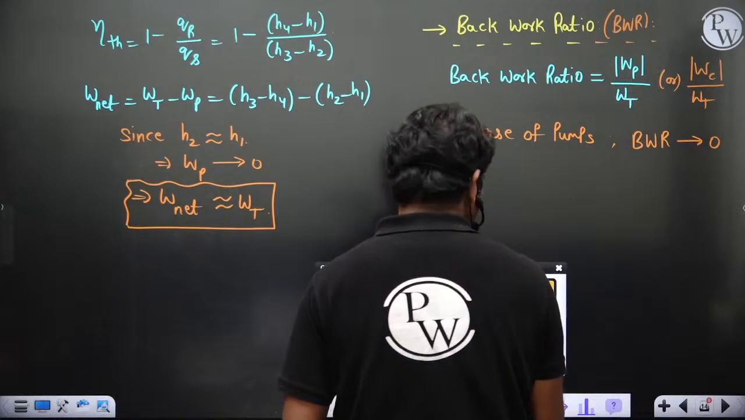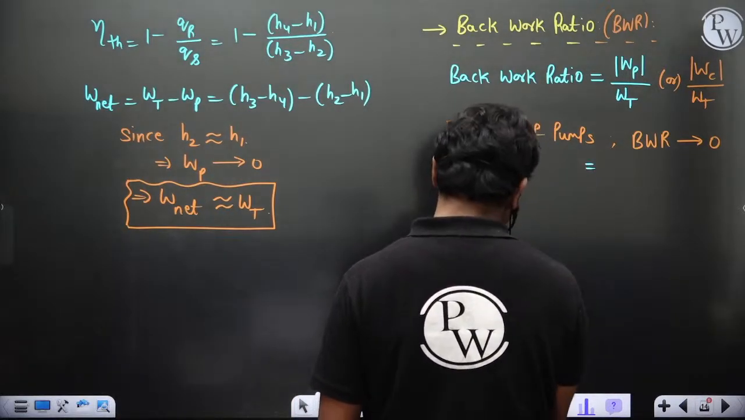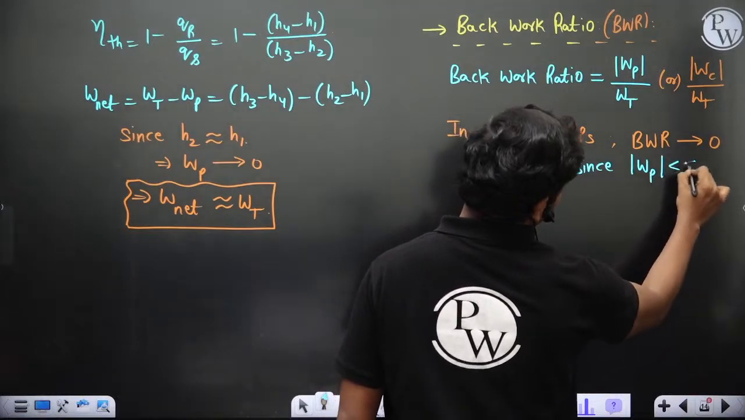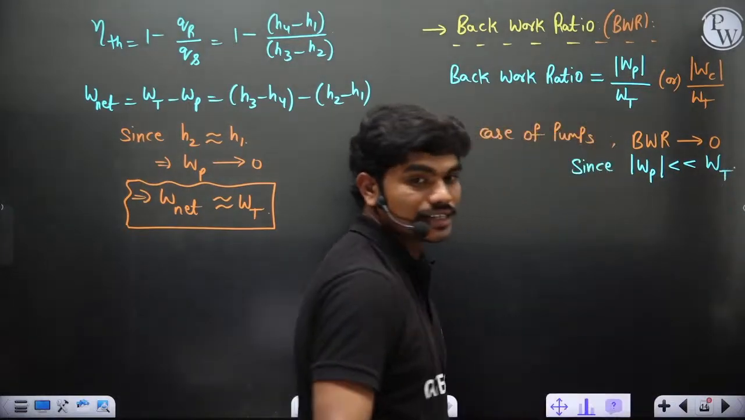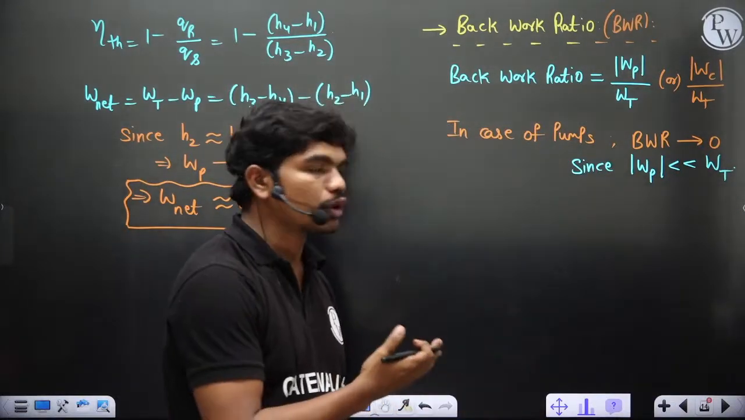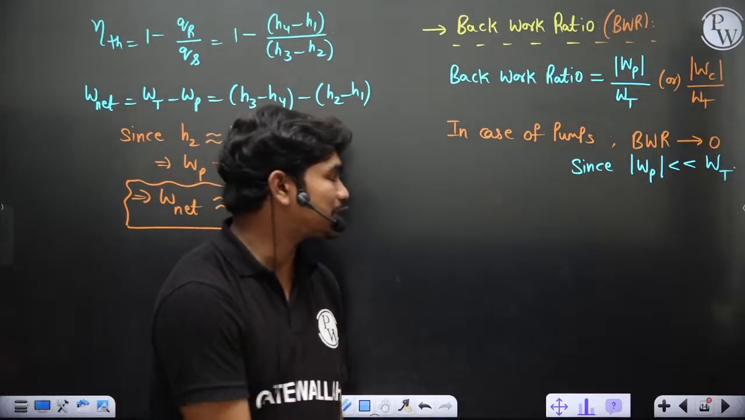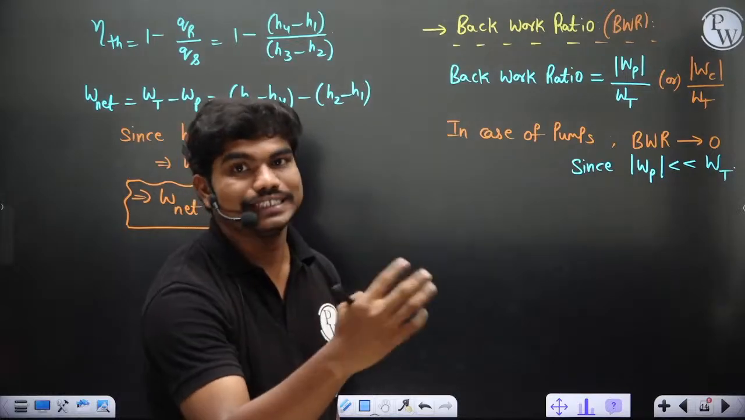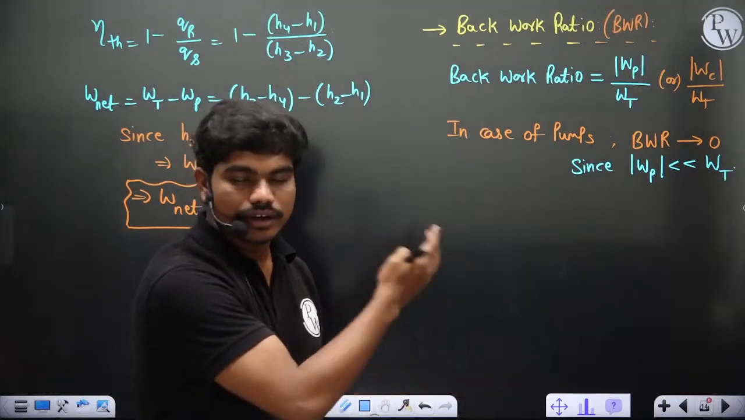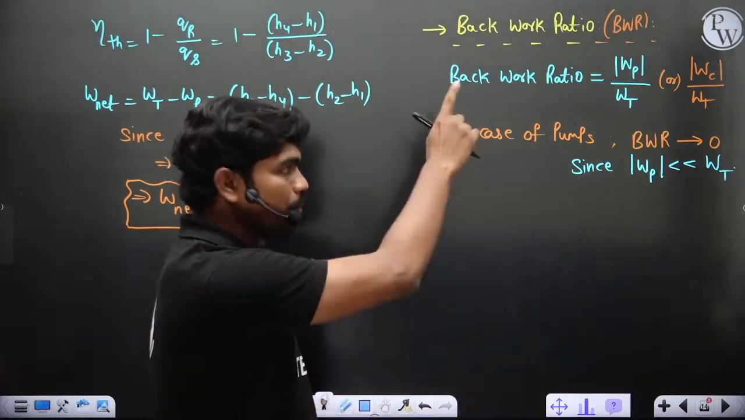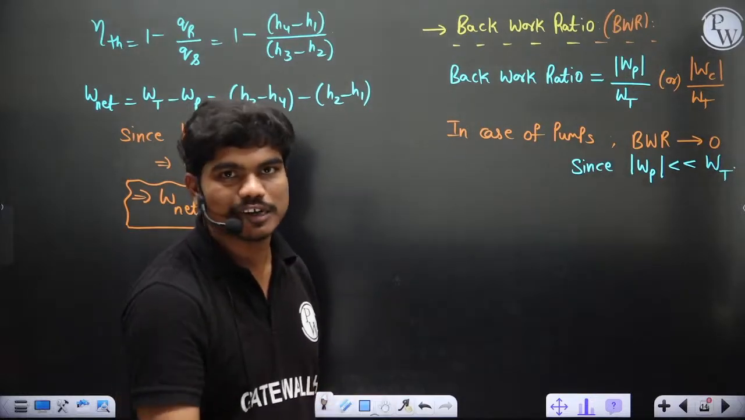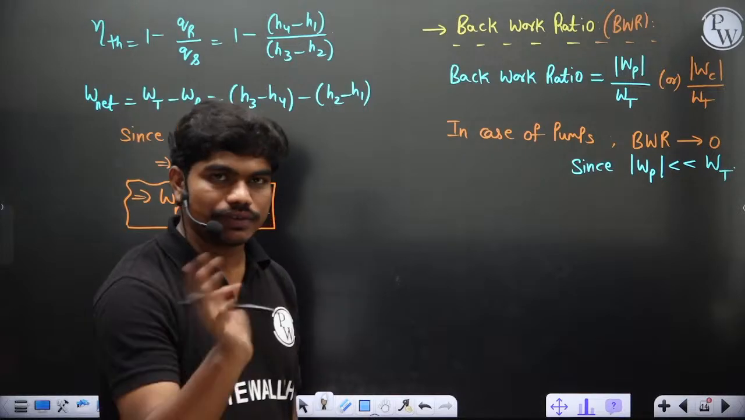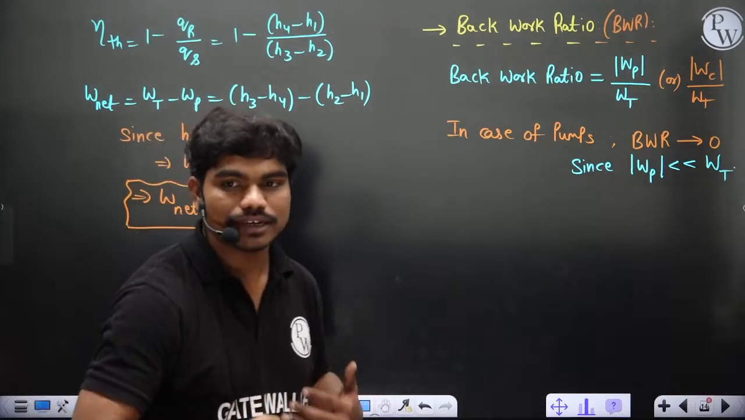This back work ratio is almost 0 since the work input to the pump is much less compared to the work generated by the turbine. Normally the value comes out to be around 0.02. But in the case of compressors this has significant values, depending on the type of engine. In aircraft engines or jet engines it's almost 1, but in power plants it's like 0.35, 0.4. Some 35% of the work is utilized by the compressor.